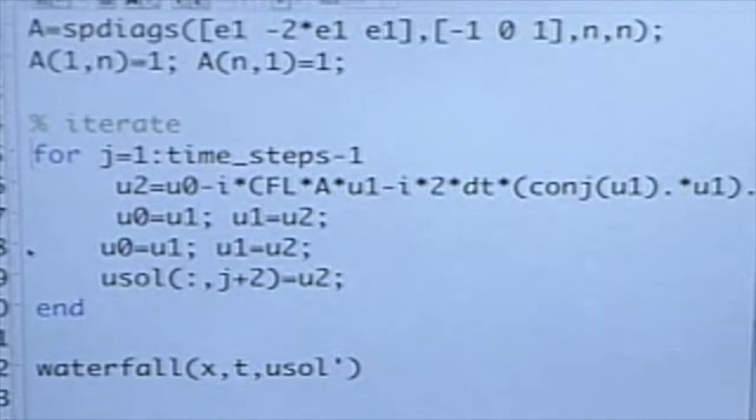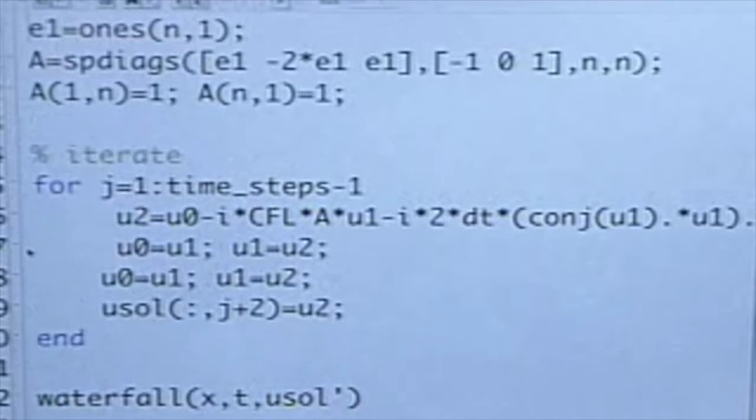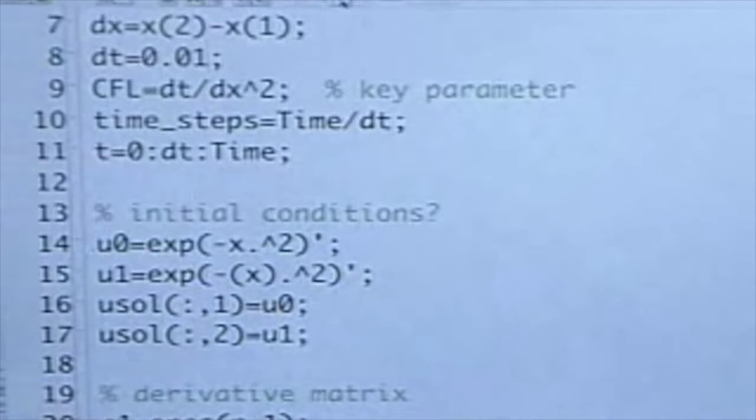I don't know what the CFL condition is in this case. Nonlinear problem. But we can go ahead and solve this. Let me bring this up a little to see if I can get away with a little bit higher value of dt. I'm going to run it.